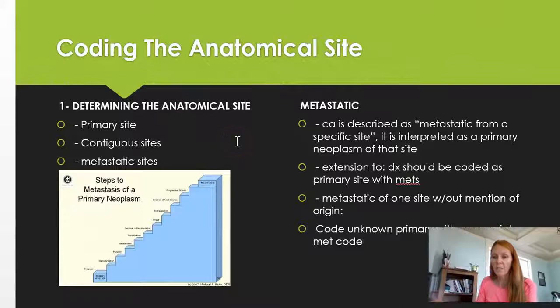Contiguous means that the cancer is in multiple sites of one organ and they're not sure which one it started at. Say it's in the upper lobe of the lung and the lower lobe of the lung, but they're not sure which one it started in. Metastatic is when it has moved from another site to there. So, like from the lung to the brain, from the breast to the bone. So make sure that your terminology is up to par when you're coding these and you understand the definitions of each of these.